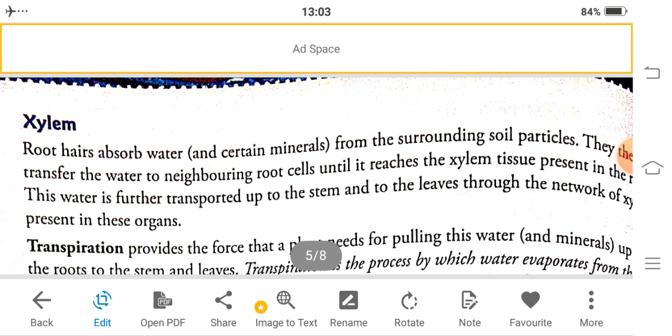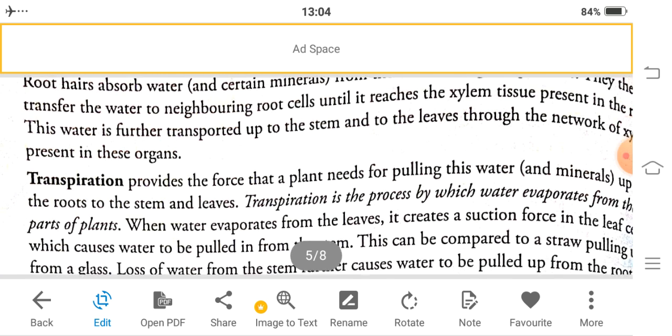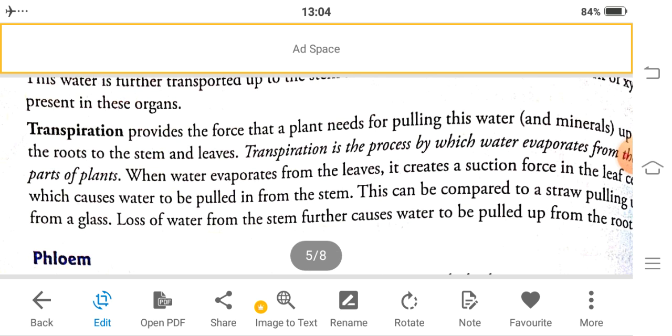So once again, what is xylem? Xylem is a tissue that carries water and nutrition from the roots, from the soil, to the leaves. This water and nutrition is transported up to the stem and to the leaves through the network of xylem present in the organs. This process is carried out with the help of transpiration. Transpiration is a force that helps the plant pull this water and nutrition from the roots to the stem and the leaves.